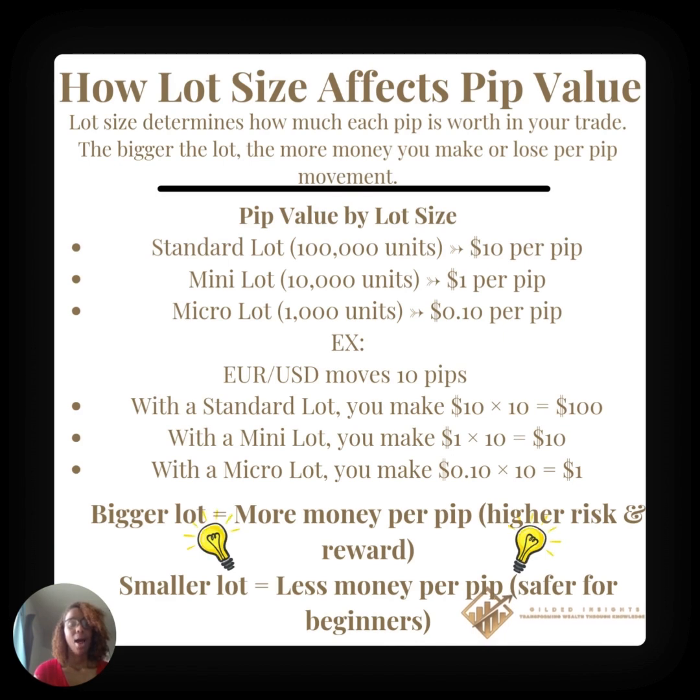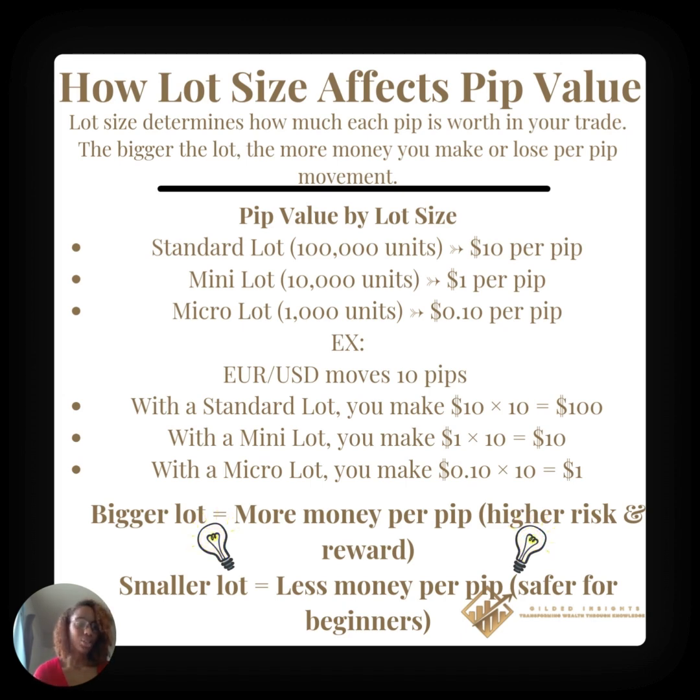So, how do lot sizes affect the pip value? This is where the calculations come in when you are making your trading plan. The lot size determines how much each pip is worth in your trade. Here we have the lot sizes: standard, mini, and micro. Starting with the standard lot, it is $10 per pip. A mini lot is $1 per pip. And the micro lot is 10 cents per pip.